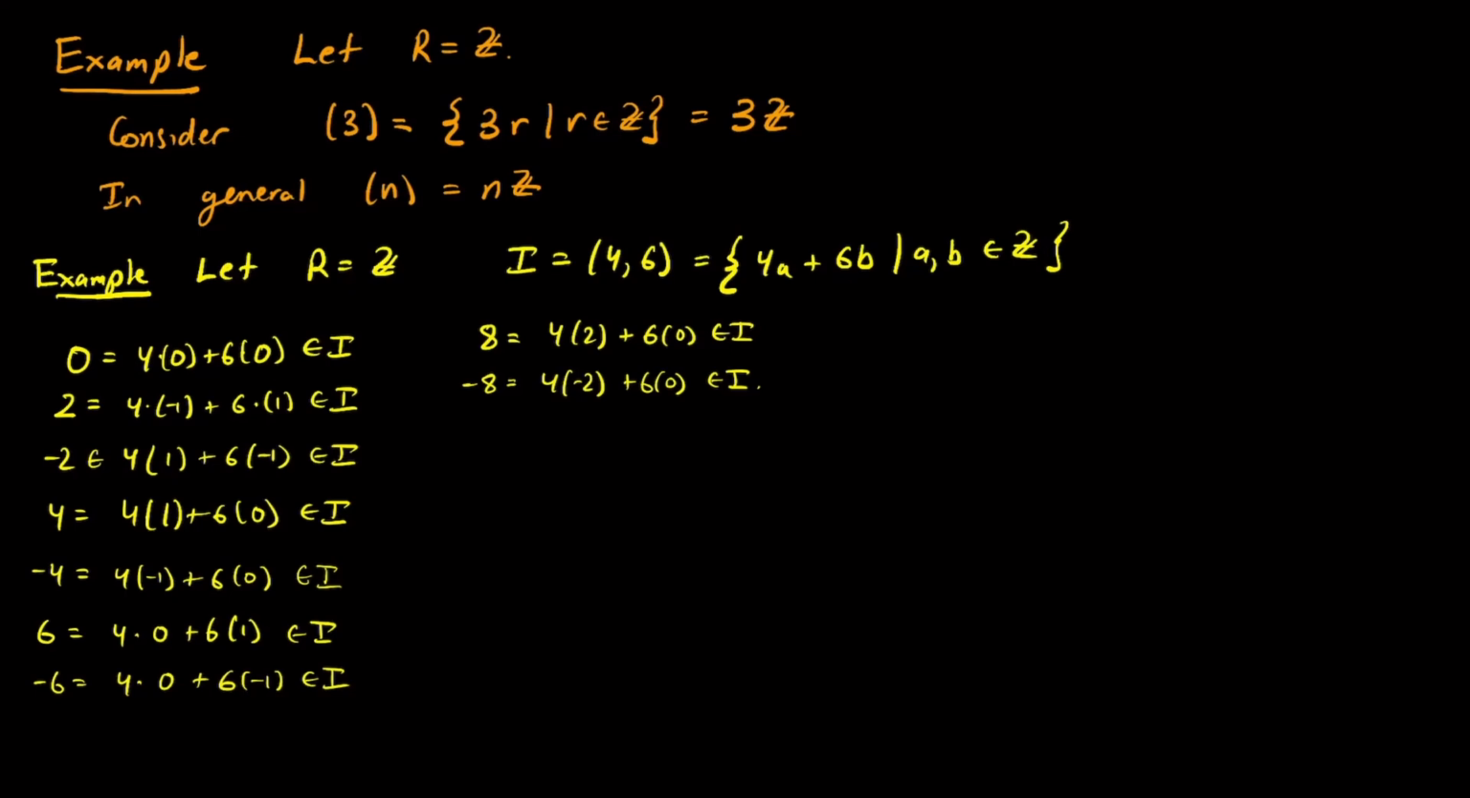10 is 4 times 1 plus 6 times 1. I'll be able to form -10. I'll be able to form 12. 12 can be written as 4 times 3 plus 6 times 0. I'll be able to form -12. I could just keep going with this.